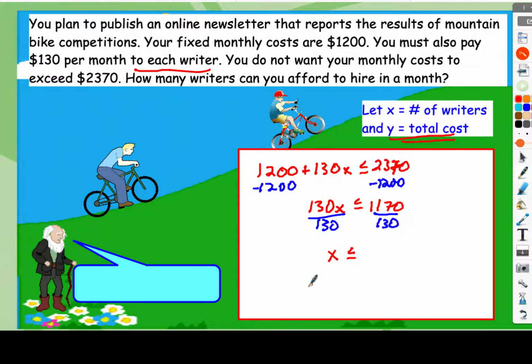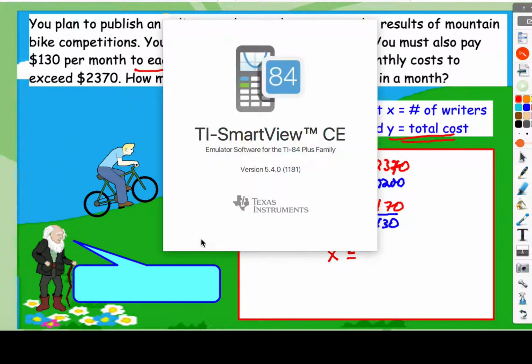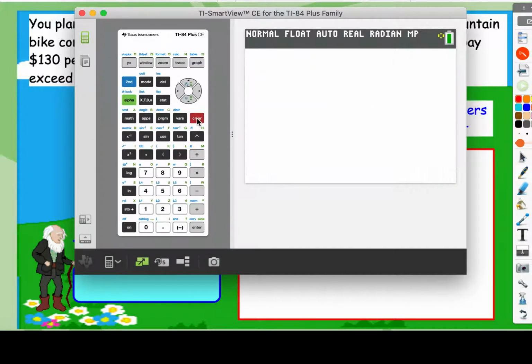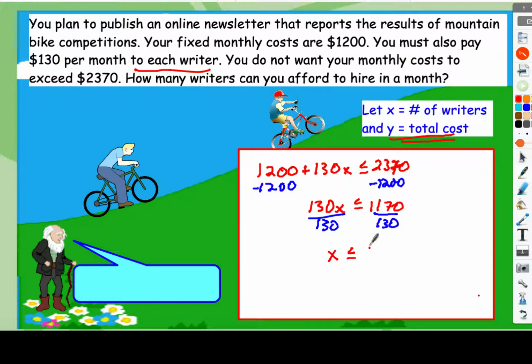Well, we might need our calculator for that one. So let's go ahead and turn on our calculator. You know, it's definitely not 10. I'm thinking maybe 9 sounds like a good answer to that one. But let's turn that calculator on. 1170 divided by 130. Enter. And sure enough, comes out as a simple 9.